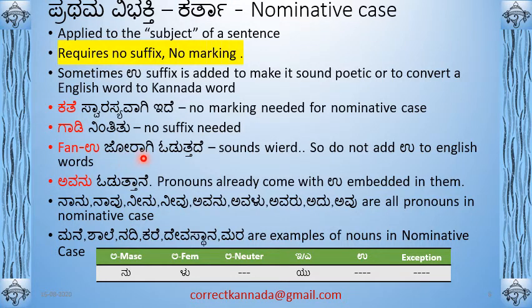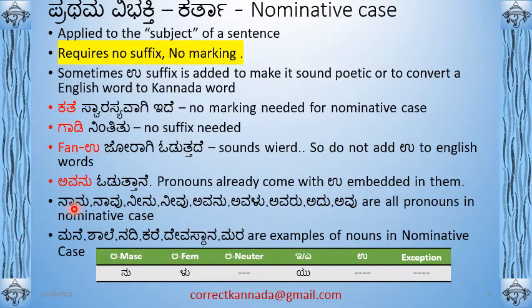Fanu joragi oduttade. Here I've just given it because for English words, there is a tendency for people to put u to English words, but that is not nice, so it is not needed. But if you see it, you need to be aware of it, and that is the reason I've given it. Okay, you don't have to say it. You can still say fan joragi oduttade. Everybody will understand. Okay, adding u just makes it weird. Okay, then avanu oduttane. Avanu is basically a pronoun. Now pronouns, they already have an embedded u, so you don't have to do anything to them when you are talking about pronouns in nominative case.